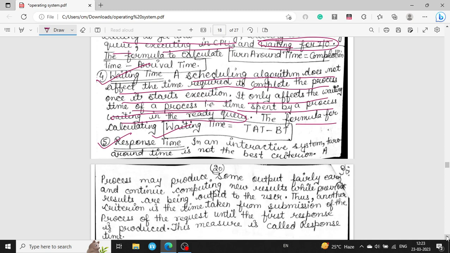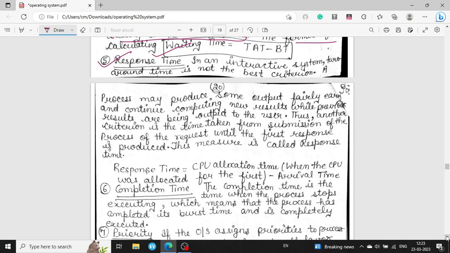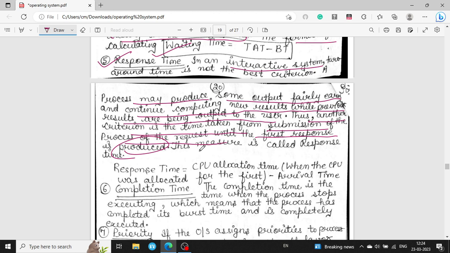In an interactive system, turnaround time is not the best criteria. A process may produce some output early and continue computing new results while previous results are being output to the user. And thus, another criteria is the time taken from submission of the request until the first response is produced. This measure is called response time.